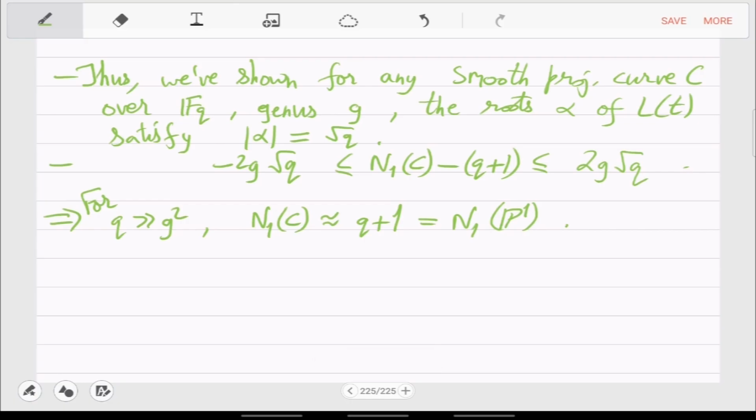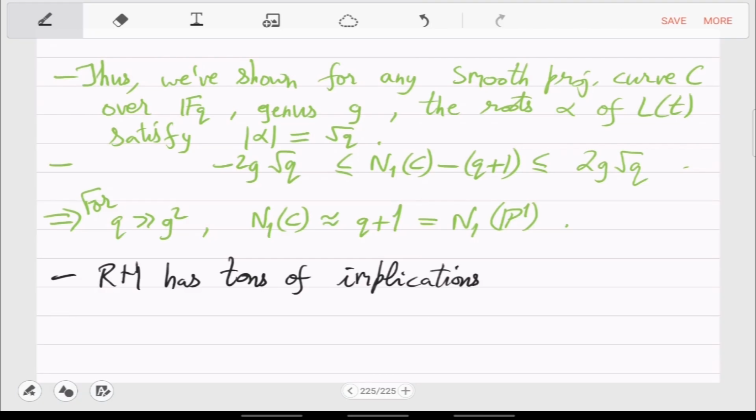And this has innumerable applications. We don't even have time to name them. So one thing which is quite popular is Weyl estimates. So RH has tons of implications. For example, in computer science, we generally use this Weyl estimate. Let's state it.